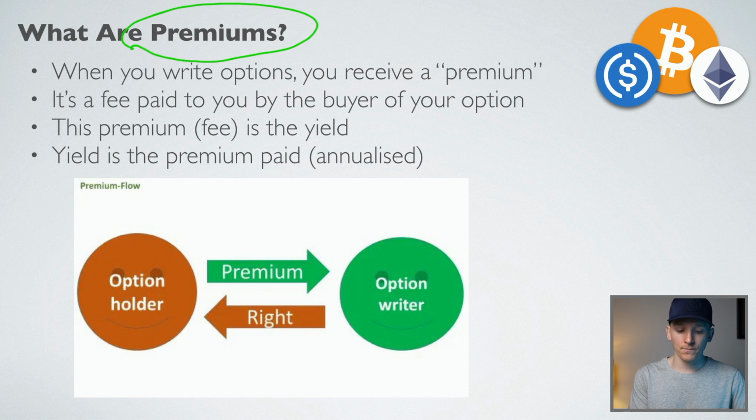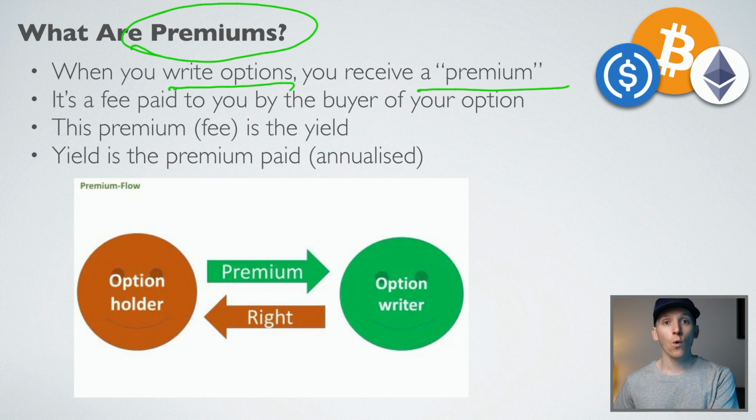But a premium is something that you receive when you write an option. And that's exactly what dual investment is. We are writing an option. We are giving someone else the option to do something. So when you write an option, you actually receive a premium. That's basically just a fee that is paid to you because they are entering into a contract with you and they have the ability to sell you Bitcoin at a specific price or buy Bitcoin from you at a specific price. The fee that they pay is our yield, and you can see the flow right here.